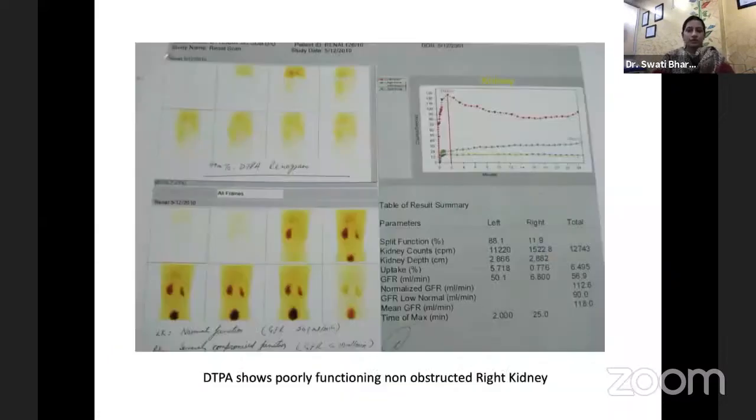So this was a child with neurogenic bladder and hydronephrotic right kidney. So scan was done to rule out obstruction again. It will look like a flat curve in case of a poorly functioning kidney. And if you look at the split function, it is 88% for the left and 11.9% for the right.